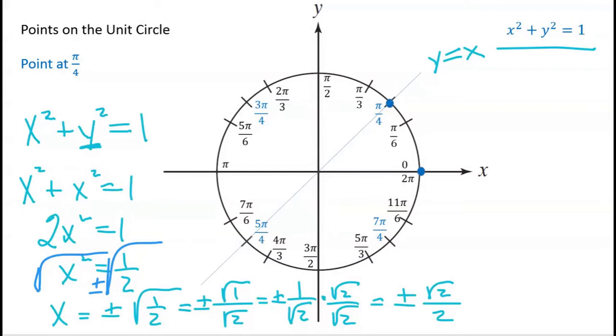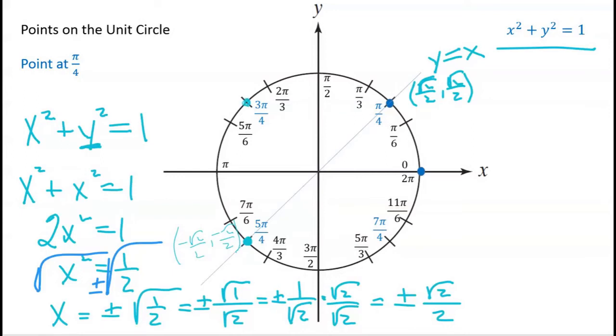Now, we got two answers, though. We got positive square root of 2 over 2 and negative. But we know x is positive right here. So that point is positive square root of 2 over 2 and positive square root of 2 over 2. Well, where does the negative come in? Well, right down here, right? That point is negative square root of 2 over 2, and the y value is negative square root of 2 over 2. Now, how could we use symmetry to label this point also?